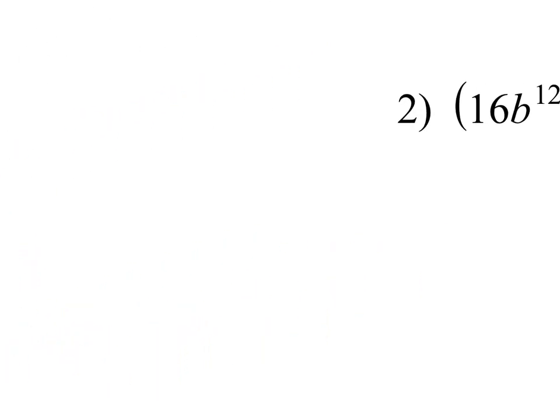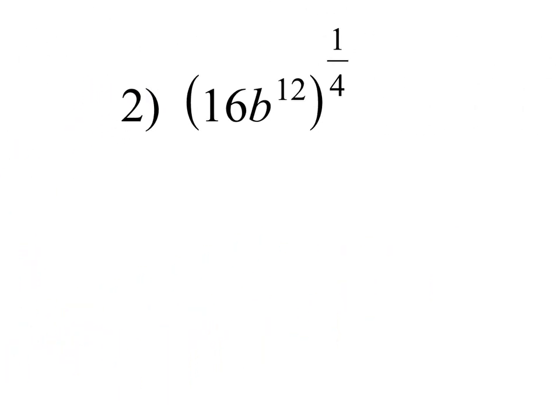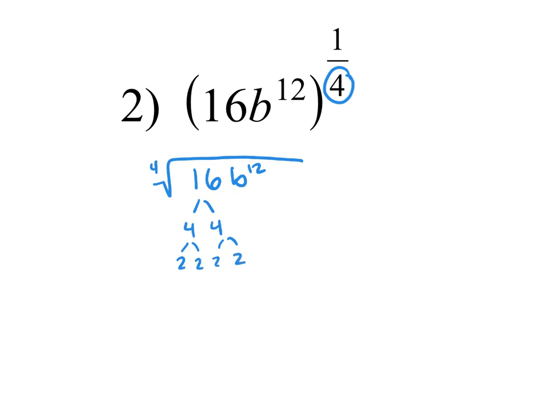All right, let's take a look at number 2. What's our index? 4. So this is 16 and b to the 12th power on the inside. What are factors of 16? 4 and 4, or 8 and 2, you'll get the same answer. What are factors of 4? 2 and 2. I'm circling groups of how many? Groups of 4, so I have 4 2s here. So what's going to come to the outside? A 2. And then let's look at the b's.